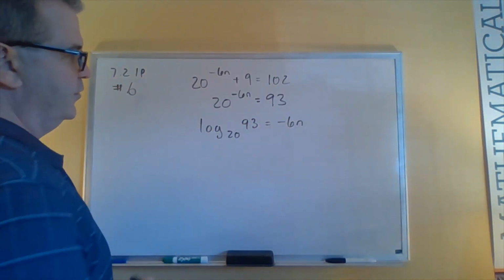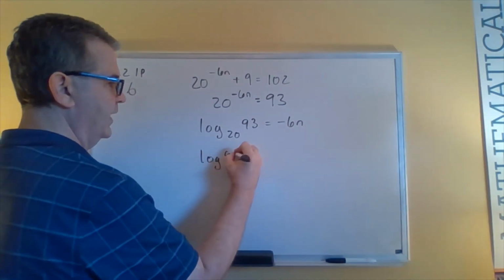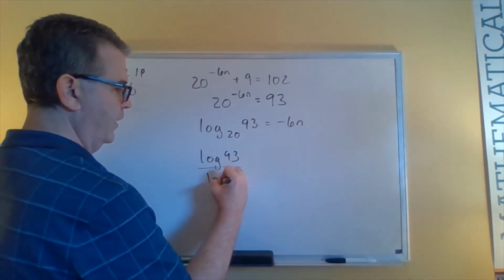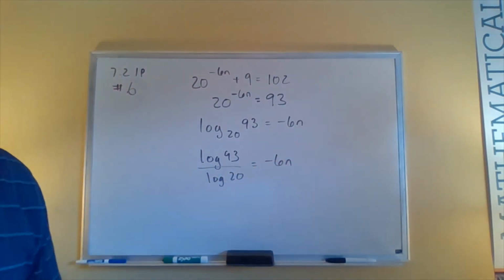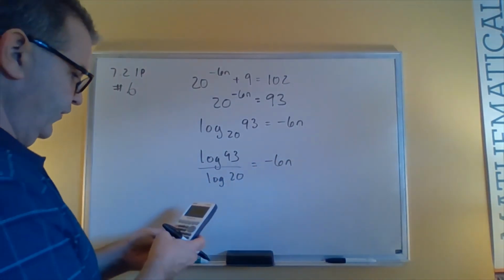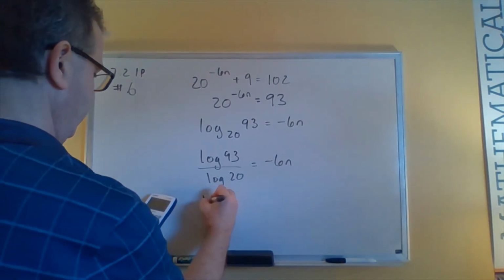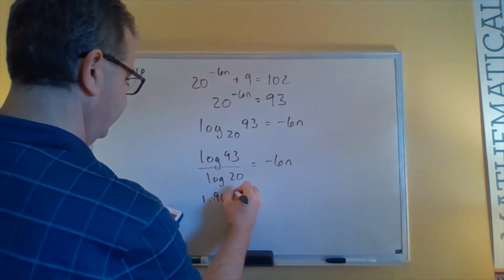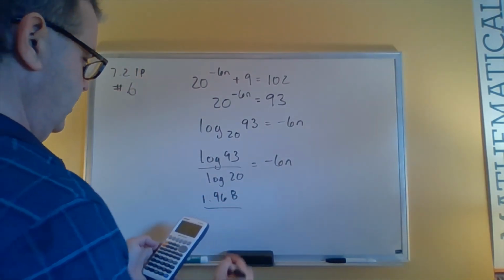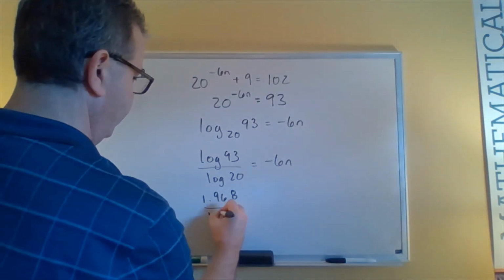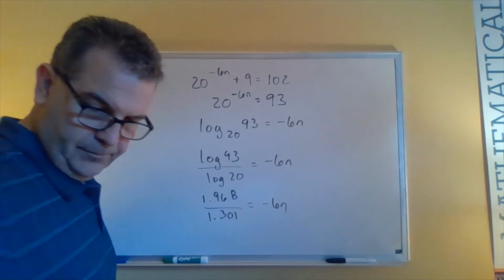I use my change of base formula on the left side here. So I'll end up with the log of 93 over the log of 20 equals negative 6n. So I'm going to grab my calculator. We'll figure out these logs on the left side. Log of 93 is 1.968. The log of 20 is 1.301. And that equals negative 6n.